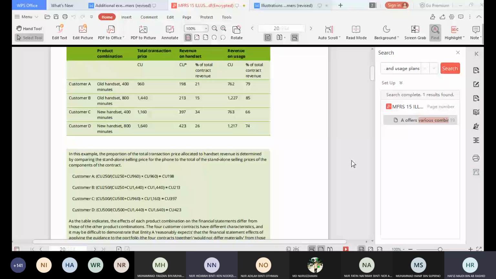The 960 one, how do you get it? Because it's 40 ringgit per month, right? The 960 for the 400 minute plan, like for a contract of 2 years. 2 years, oh, okay. For a 2 years contract.